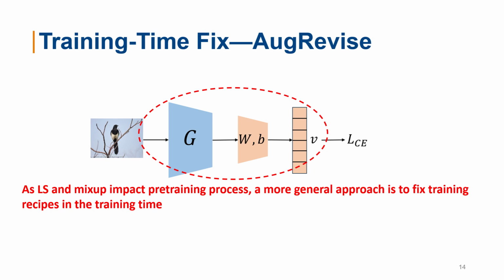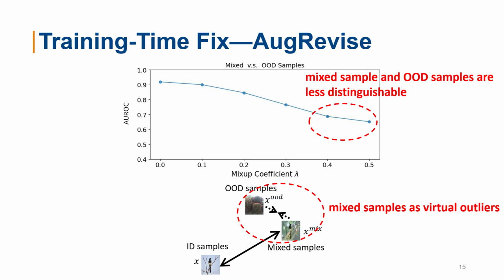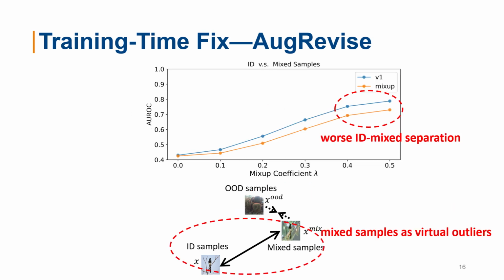Then, as label smoothing and mix-up impact the pretraining process, a more general approach is to fix pretraining recipes. Mix-up can be viewed from the perspective of virtual sample generation. As the mixing coefficient becomes larger, mixed samples and OOD samples become less distinguishable, suggesting that mixed samples can be viewed as virtual OOD samples. Then, adding mix-up to the basic V1 model will reduce the separation between ID and mixed samples. As we see mixed samples as virtual outliers, poor ID-mixed separation will indicate poor ID-OOD separation and also poor OOD performance.